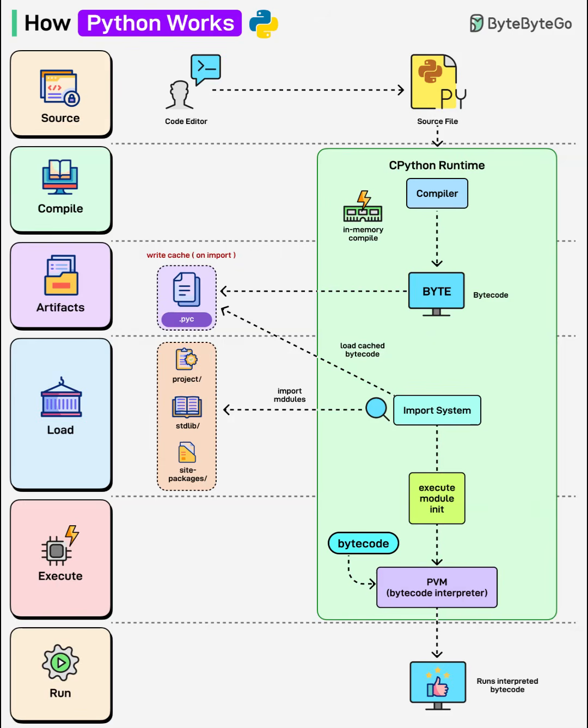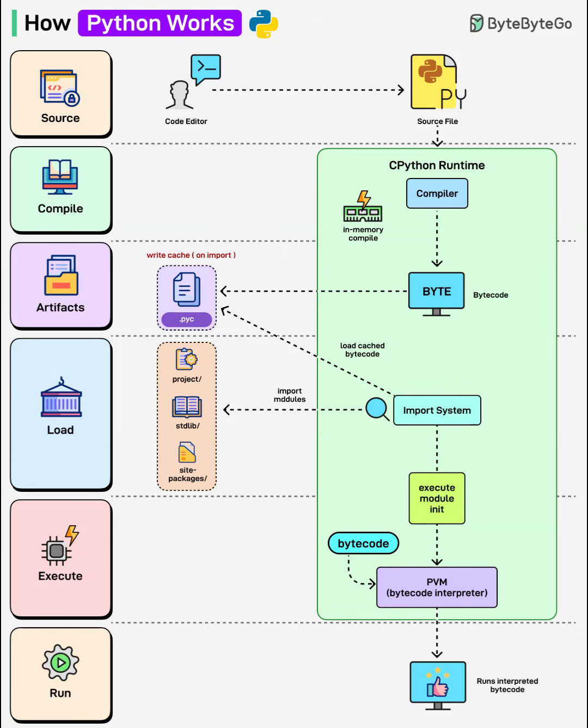Module loading and imports. Next, the import system goes to work. It resolves module names, searches project folders, the standard library and site packages, and applies the finder/loader mechanism. For each module it loads, Python executes the module's top-level initialization code exactly once per process. If the cache is valid, it pulls bytecode from .pyc, otherwise it compiles the .py on the fly. Circular imports, sys.path quirks, and namespace packages are all handled here. This is the machinery that makes Python's ecosystem plug and play.